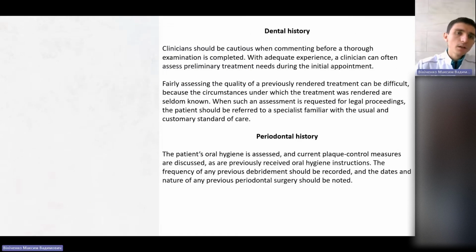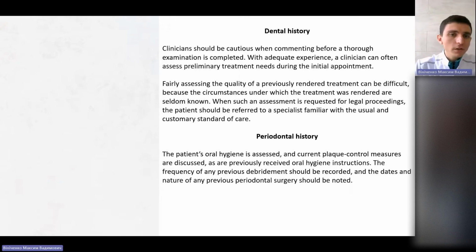Dental history. Clinicians should be cautious when commenting before a thorough examination is completed. With adequate experience, a clinician can often assess preliminary treatment needs during their initial appointment. Fairly assessing the quality of a previously rendered treatment can be difficult because the circumstances under which the treatment was rendered are seldom known. When such an assessment is requested for legal proceedings, the patient should be referred to a specialist familiar with the usual and customary standard of care.